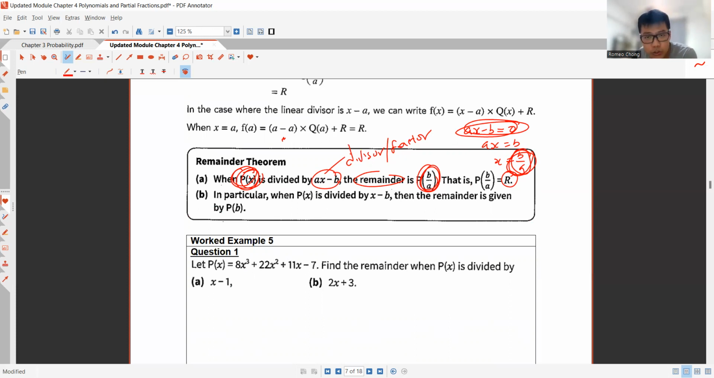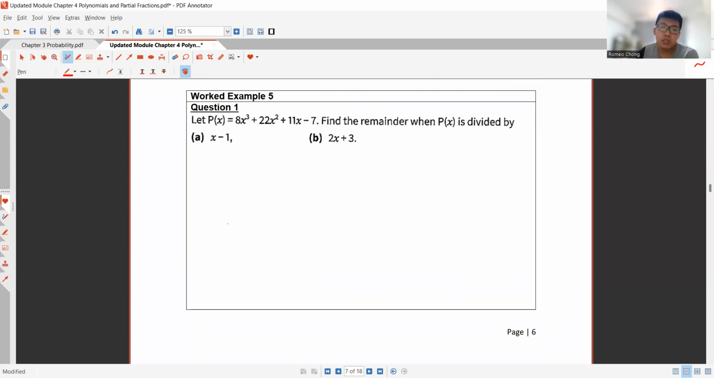Okay, so if you are still not sure, let's look at the example here. The question says let P(x), the polynomial, equal x to the power of 3 plus 22x squared plus 11x minus 7, and find the remainder when P(x) is divided by, the first one given to you, the divisor x minus 1. So this is your divisor. If you did not learn the remainder theorem, what you are going to do is perform your long division.